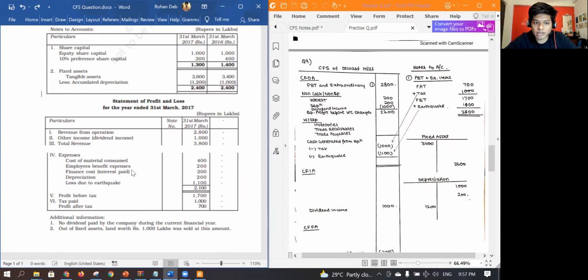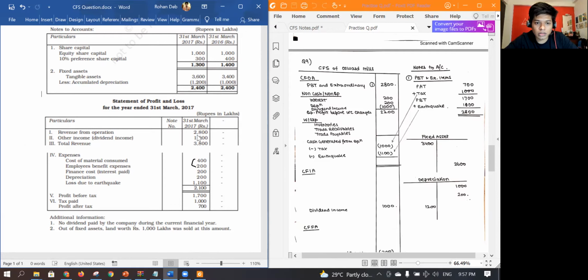Employee benefit expenses. Employee benefit expenses is my operating activities, because that is directly related to my operations, my salaries, my wages, my administrative expenses, anything like that will stay. No change will be made because of that. Okay, so I've taken care of these. Cost of material consumed. Cost of material consumed is also related to my operating activities, because that is the material that I'm consuming. So there's no changes in these two. Okay.